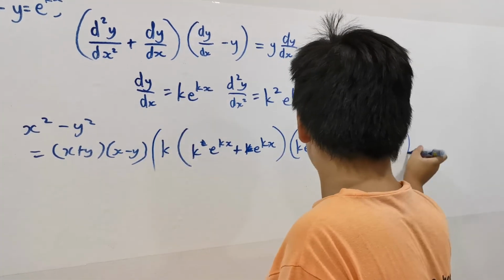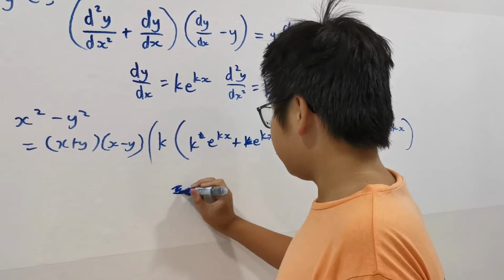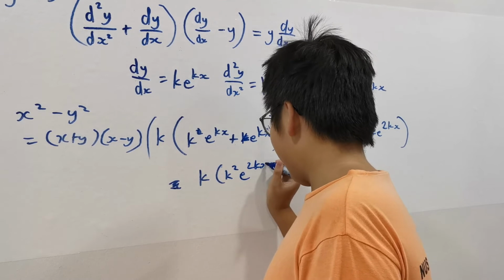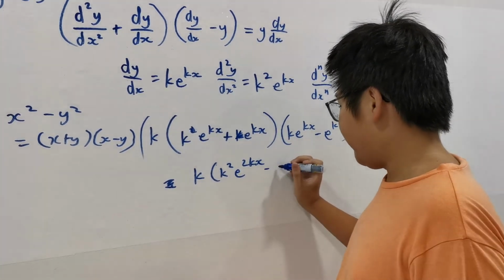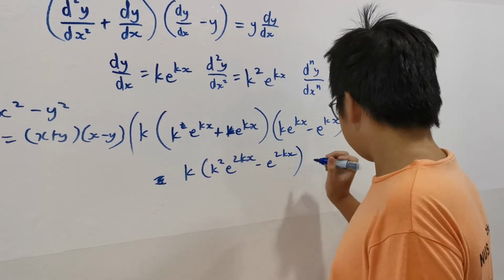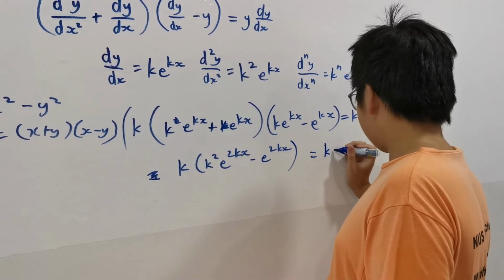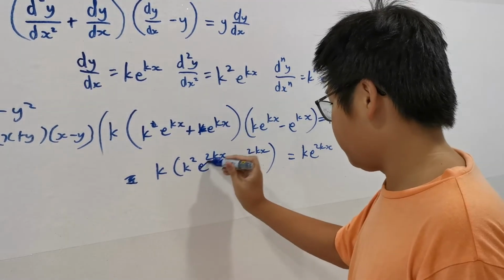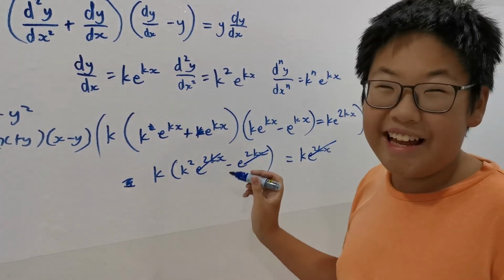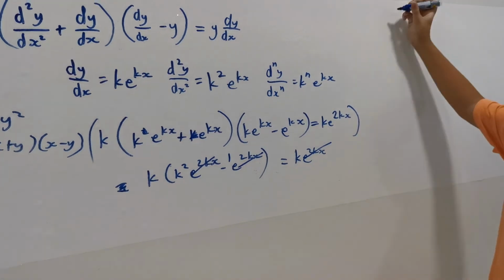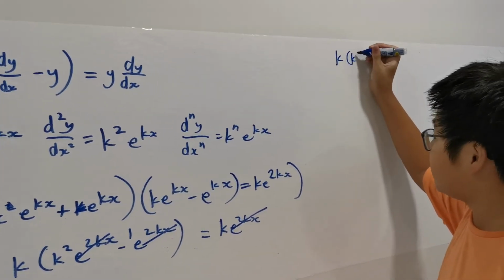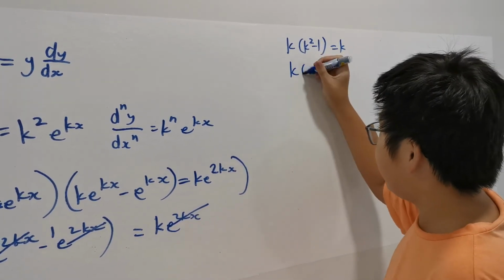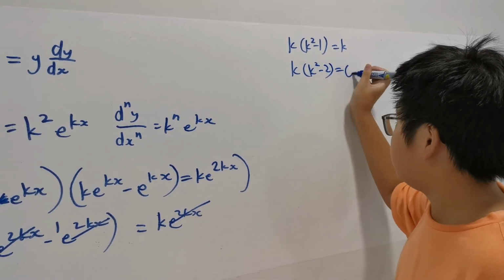This equation becomes k squared e^(2kx) minus e^(2kx) equals k e^(2kx). Now every term has this term, so we'll cross this out. And keep in mind that minus this just becomes 1. Now we write the new equation here, k squared minus 1 equals k. Since this is a common factor, we can write k times (k squared minus 2) equals 0.